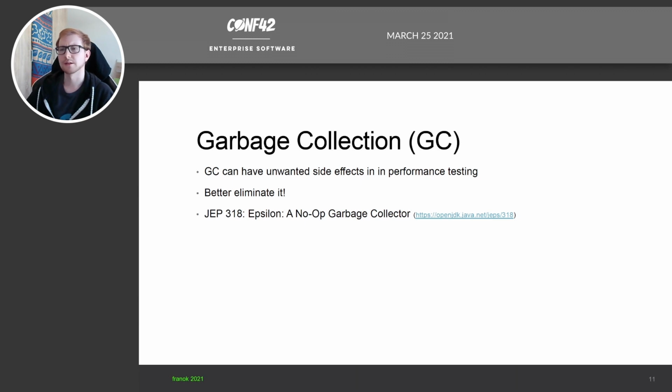The thing is that garbage collection can have unwanted side effects in performance testing. So you better try to eliminate that. Luckily, there's the Java Enhancement Proposal 318, which is about Epsilon, a no-op garbage collector. I linked it here. You can read the details if you like. And that's actually a garbage collection algorithm which will always allocate memory but never free it up again.